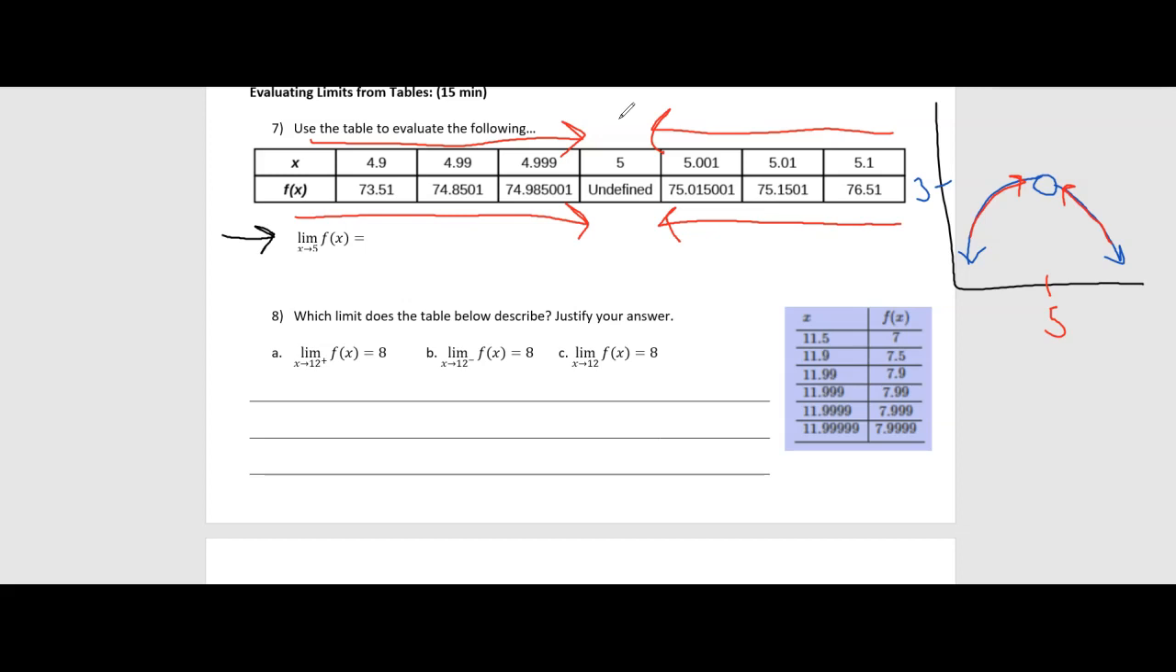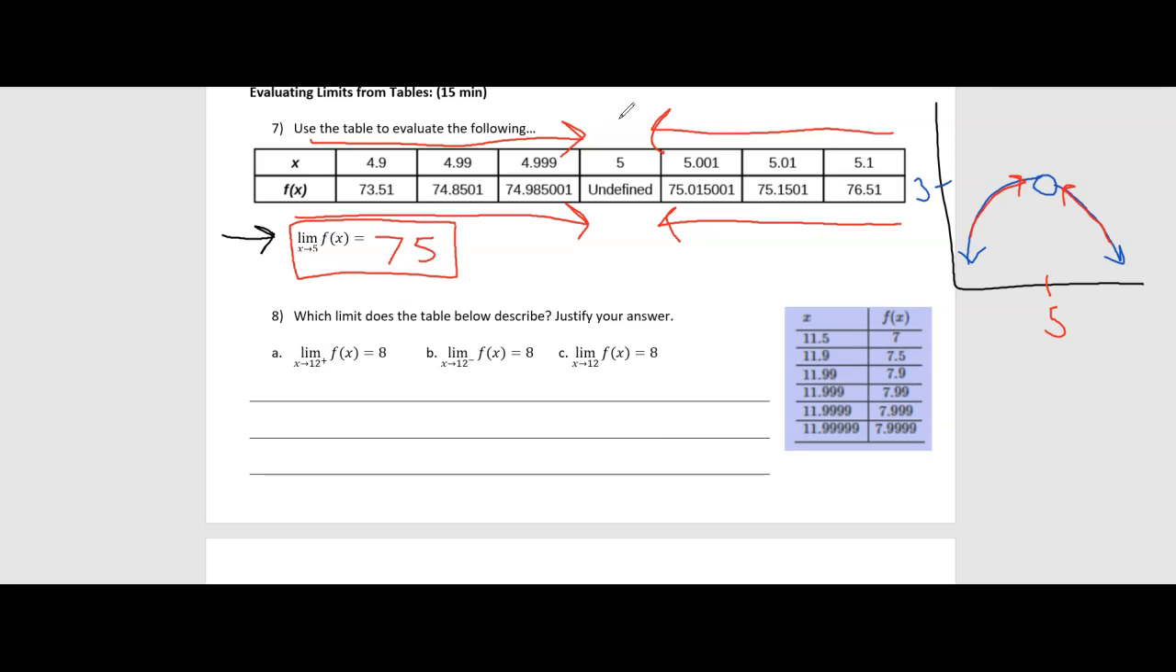And our definition of a limit, we'll formalize that later in the lesson, but it needs to approach the same number from both sides of the function. And from this table, we can see that it does. It approaches 75. So same idea as a graph, just a different representation. Take a look at number 8. They give you a table, and they give you 3 possible choices for what limit the table is representing. So look through all 3 of them.